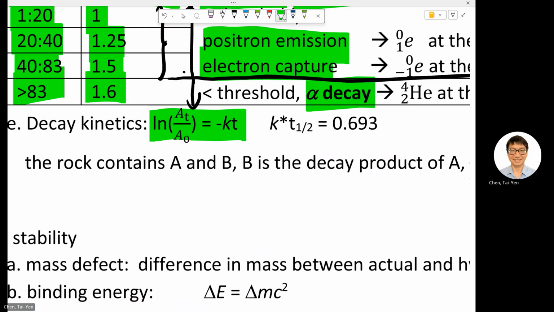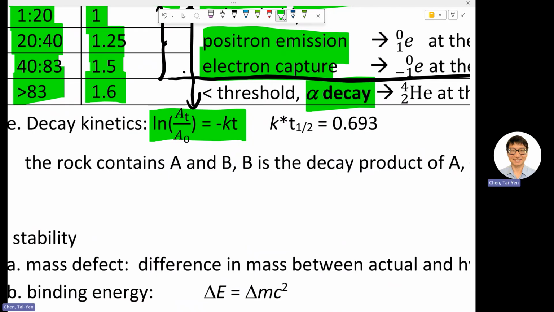If I say uranium-238 undergoes a beta decay, it's going to produce plutonium-239. Everybody follow? Uranium-238 undergoes a beta decay and eventually produces plutonium-239.